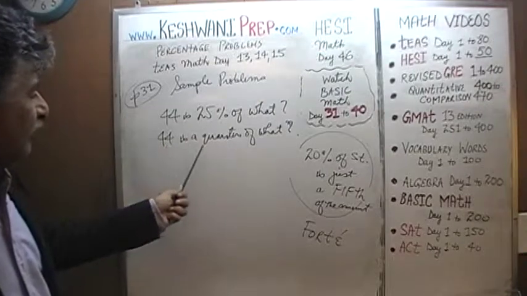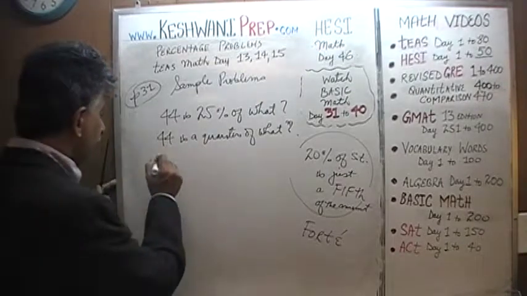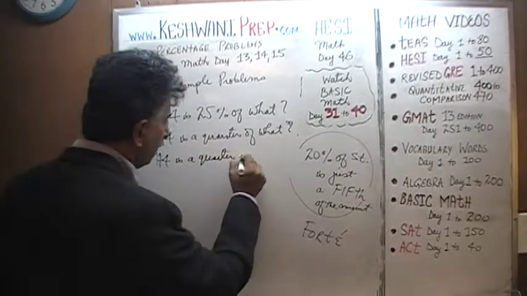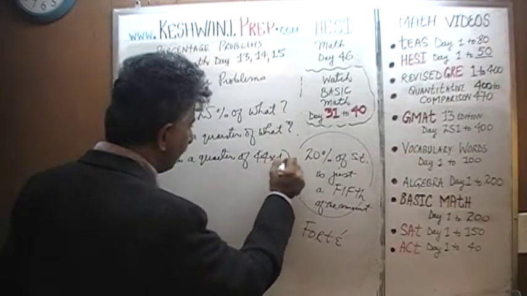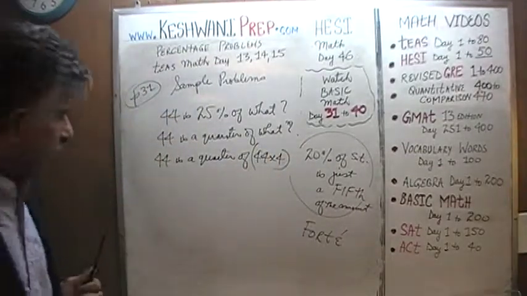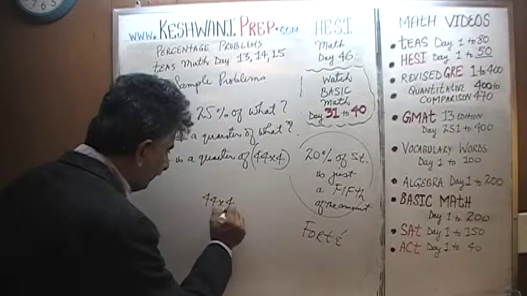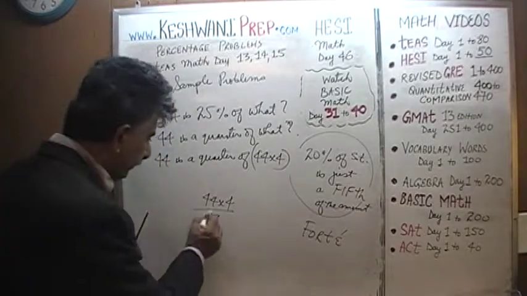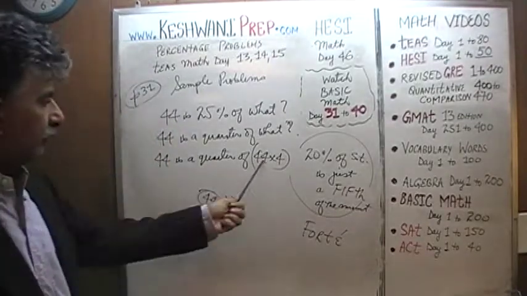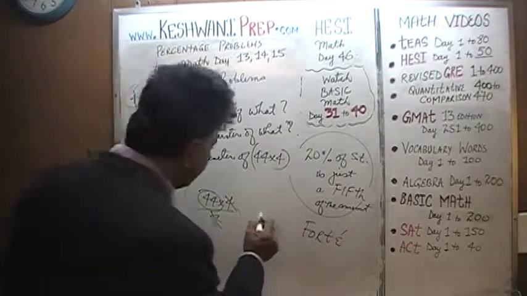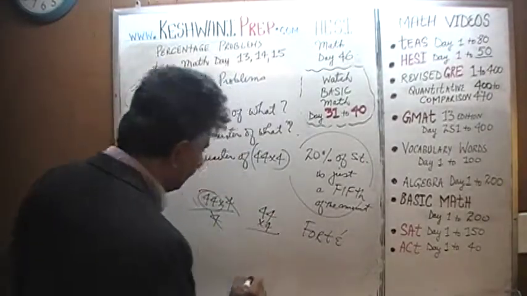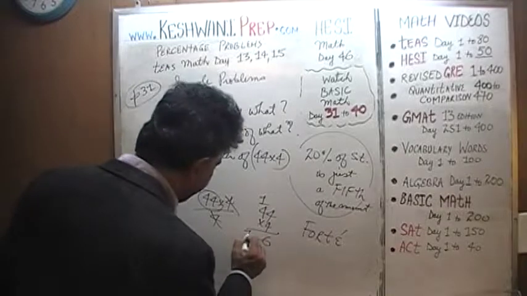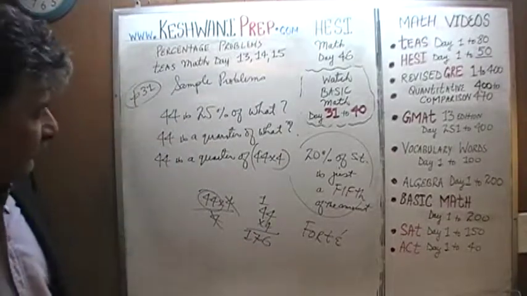So the question here is, 44 is a quarter of what? Well, it's very simple. 44 is a quarter of 44 times 4. Obviously, because if you have 44 times 4, and you take a quarter of that, we'll end up with 44. There you go. 44 times 4, 4 fours are 16, that's 6, carry 1. 4 fours are 16 again, plus 1 is 17. 176 is the answer.